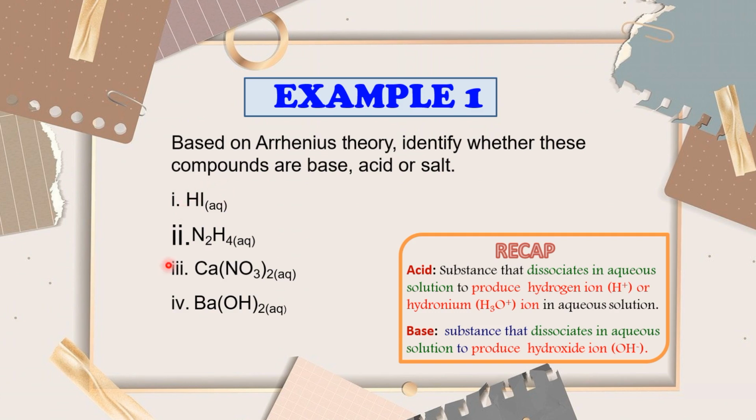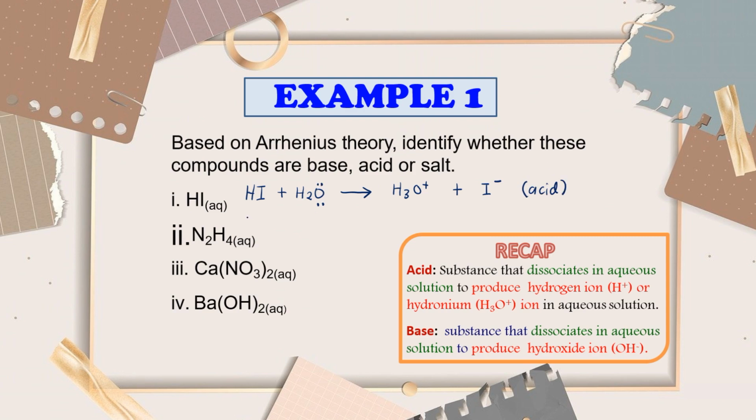Now we move to HI. When HI dissociates in water, it forms H3O plus and I minus. Meaning HI dissociates to become I minus, and the H plus is attached to the oxygen of H2O because H2O has two lone pairs. Because it can form H3O plus, HI is an acid.